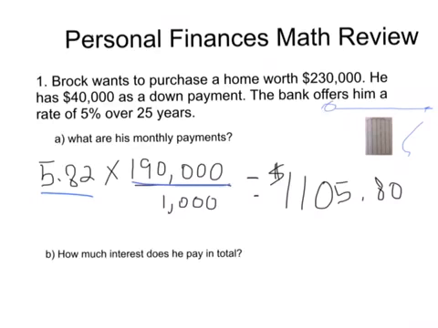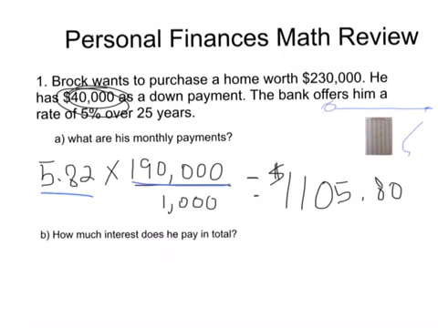And again, we got 190 because he wants a $230,000 house, but he has $40,000 as his down payment. So you take 230 and you subtract 40. So how much interest does he pay in total? We take his monthly payment, which is $1,105.80. Sorry about the ugly writing.